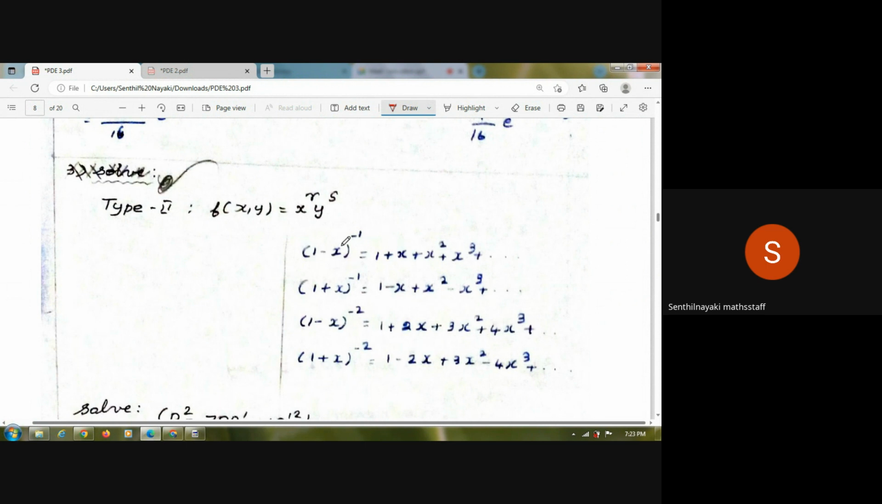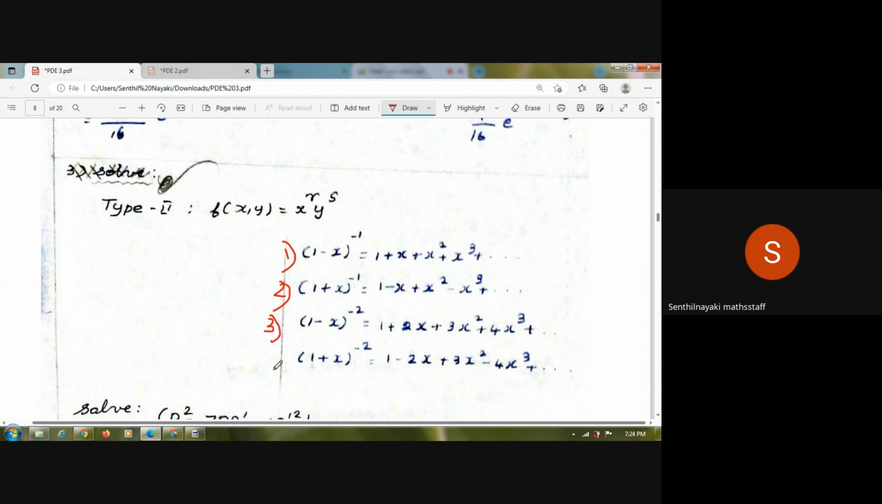The first formula: (1 minus x) to the power minus 1 equals 1 plus x plus x square, etc. The second formula: (1 plus x) to the power minus 1 gives 1 minus x. The same right hand side, but the alternating plus and minus signs will come in the second formula. Third one is, in the same first formula, we have to write 1 2 3 4 like this.